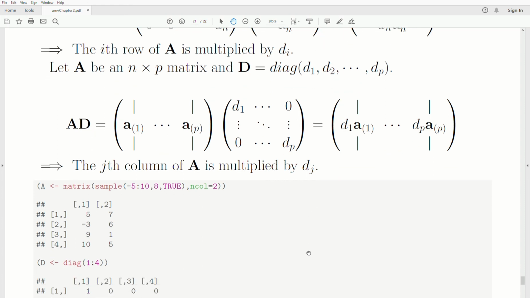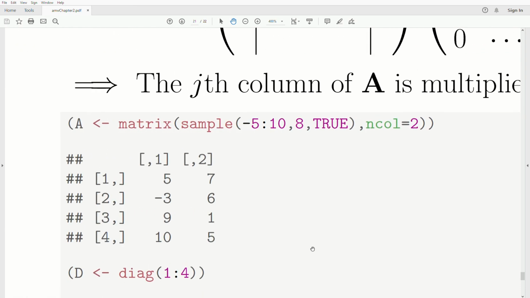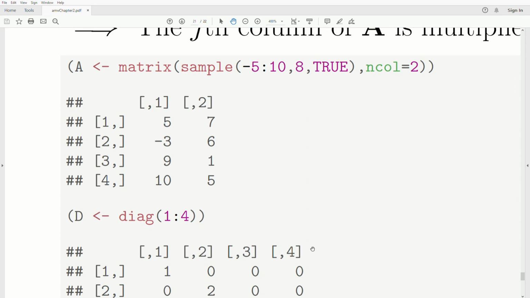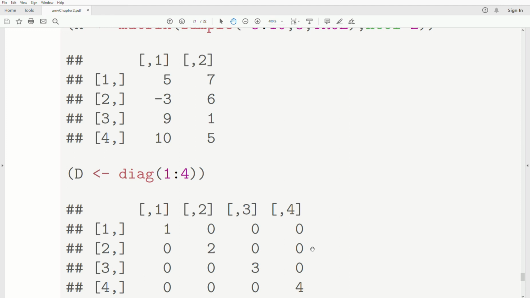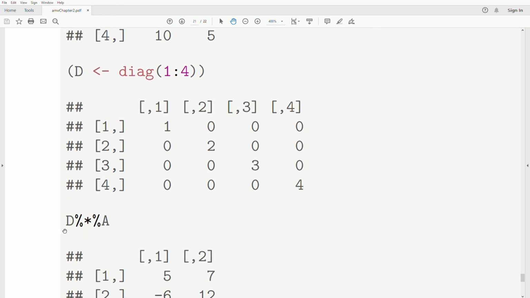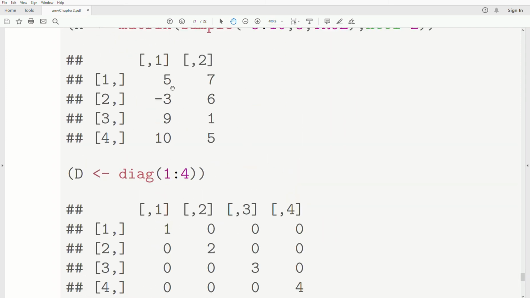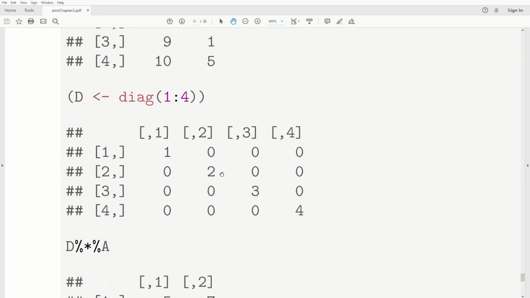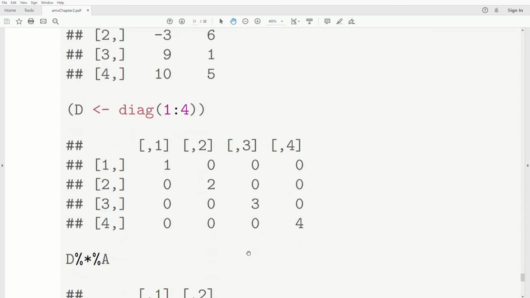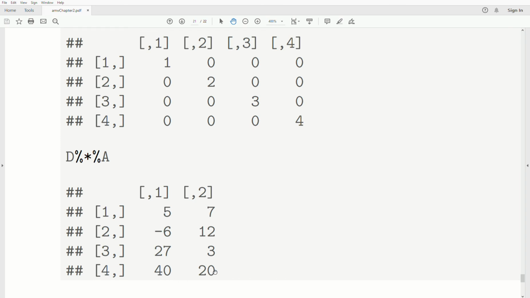And then to see this in R, and then we'll call it quits, we have a matrix A, and then a diagonal matrix, and I'm just going to call it 1, 2, 3, 4. So we can see this easily. D times A is this. Note it'll be 1 times this first row, so 5 and 7, 5 and 7. Then it'll be 2 times the second row, which is minus 6 and 12, and 3 times the third row, 4 times the fourth row.